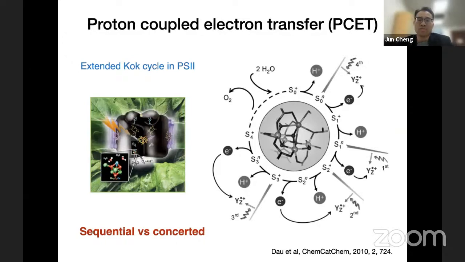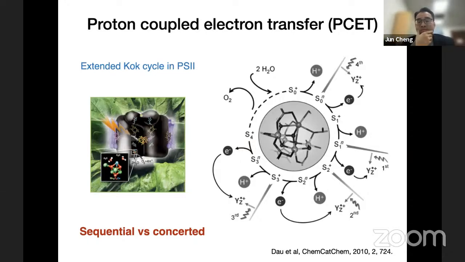Of course, you can also put in an implicit solvation model to make the study more accurate. But the point is really that the thermodynamics behind this model makes it very powerful and avoids lots of technical difficulties. But the problem, of course, is that in the real water oxidation mechanism, proton and electron are not necessarily concerted. They are not necessarily coupled, right?